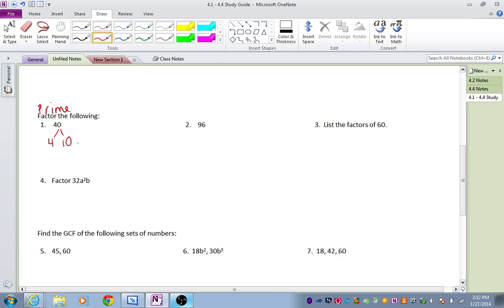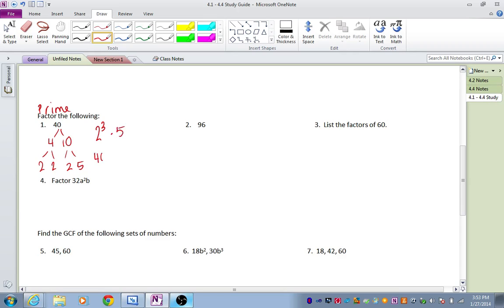You could also say 8 and 5 and 2 and 20. Those would also work. Neither of these is a prime number, so we're going to split the 4 into 2 and 2, and the 10 is 2 and 5. So we're going to rewrite our answer. We have 3 2's, so that means it's 2 cubed, and then times a 5. Notice we write them in numerical order.